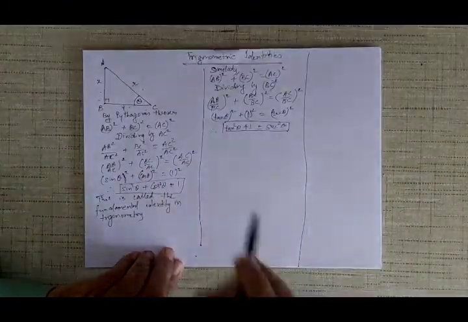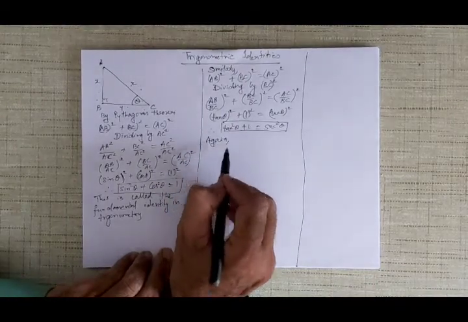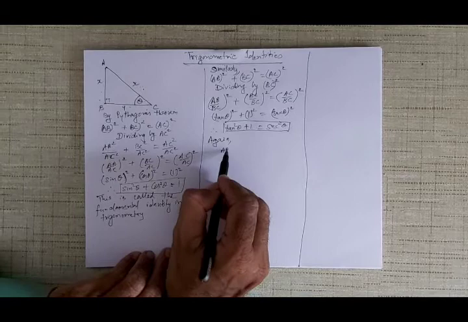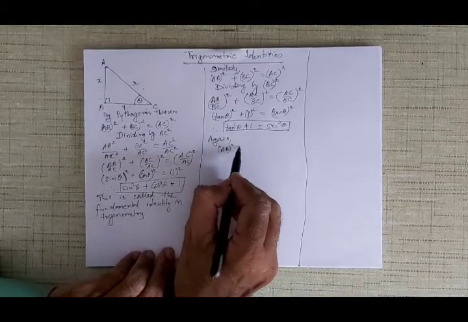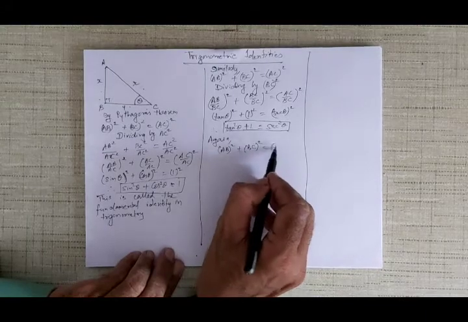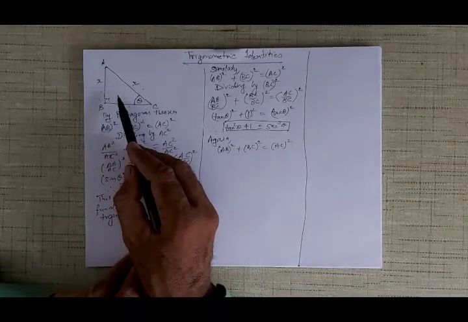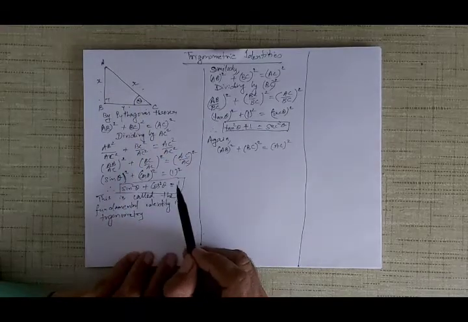Alright. Now, again we can take, by Pythagoras theorem, AB square plus BC square is equal to AC square. This is by Pythagoras theorem with respect to triangle ABC and angle theta.